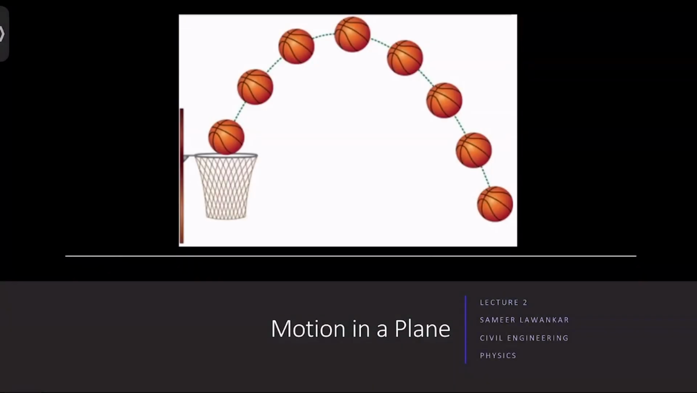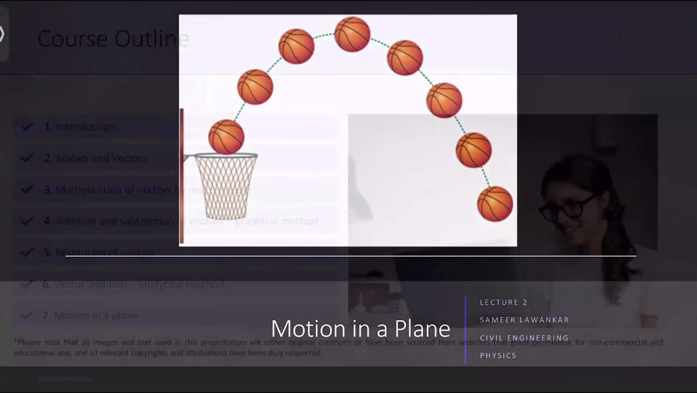This is the second lecture on motion in a plane. In the previous lecture, we started with the graphical method of addition and subtraction of vectors. So we will continue with that discussion. So let's move forward. I'm Samir Lawankar. Let's begin our discussion regarding the second lecture in the series, that is, motion in a plane.